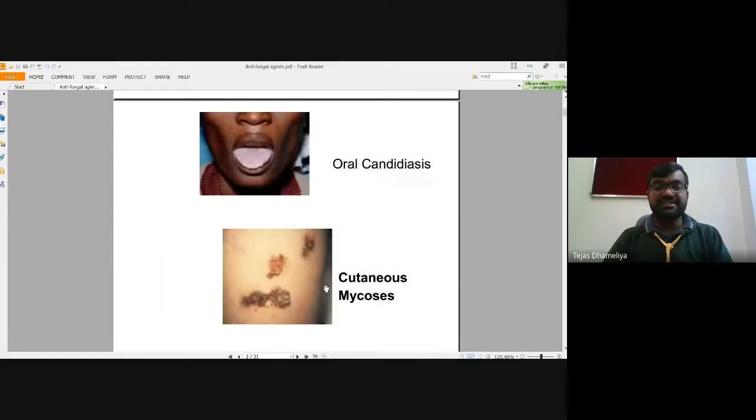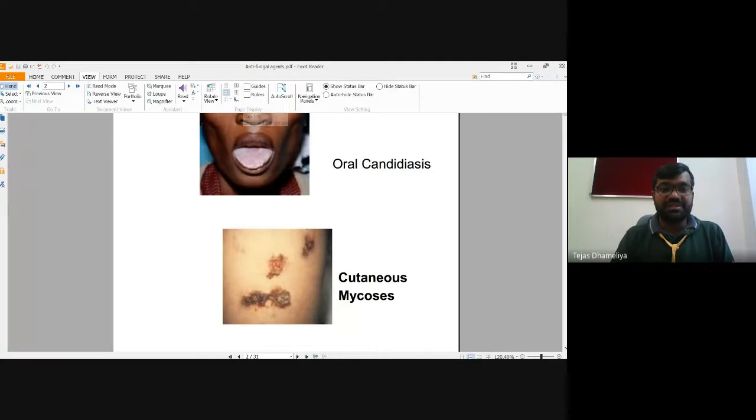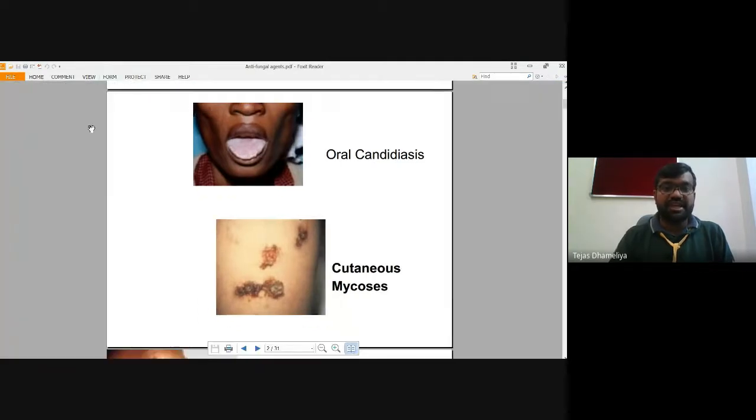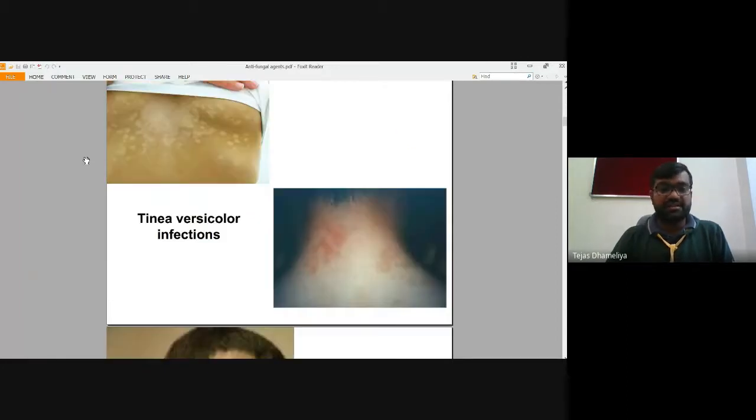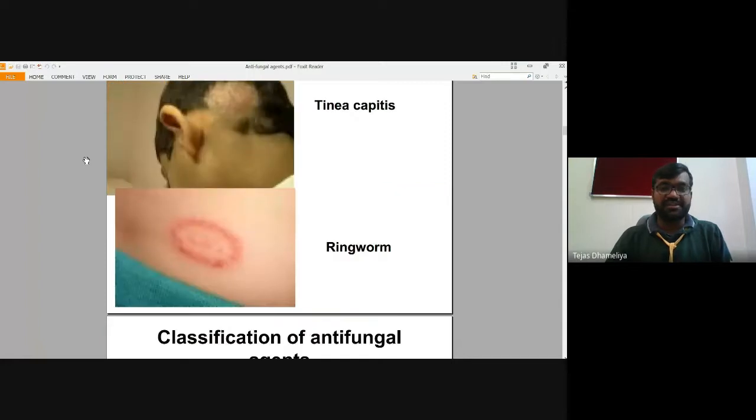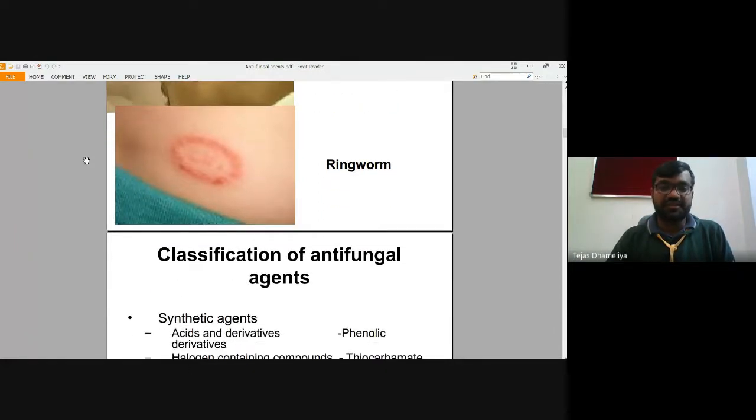Then after this, we have seen many other kinds of pathogenic disorders, which may be oral candidiasis or cutaneous infections, which can cause several kinds of cutaneous and subcutaneous fungal infections. Ringworm, tinea capitis. These are the kinds of fungal infections which can occur.